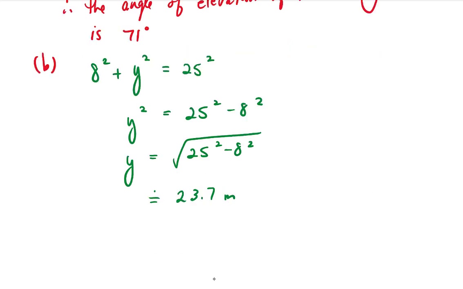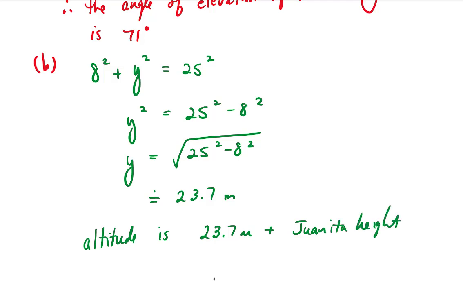Now to get the altitude. So altitude is 23.7 meters plus Juanita's height. And that will give us the altitude for this kite.